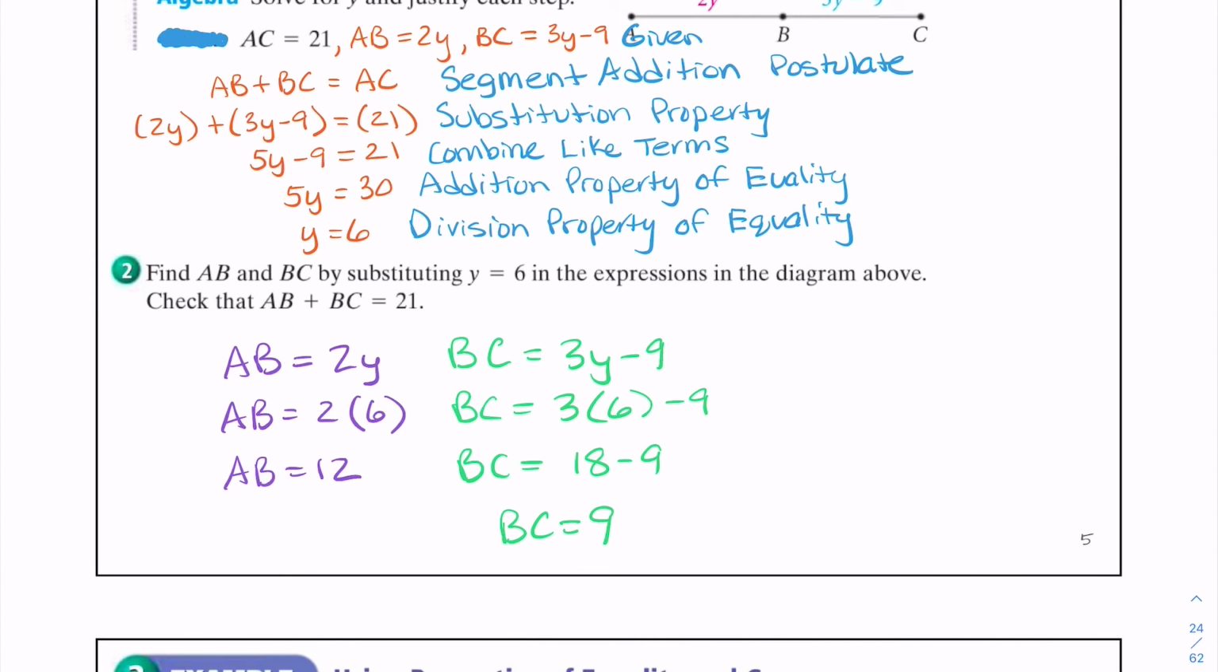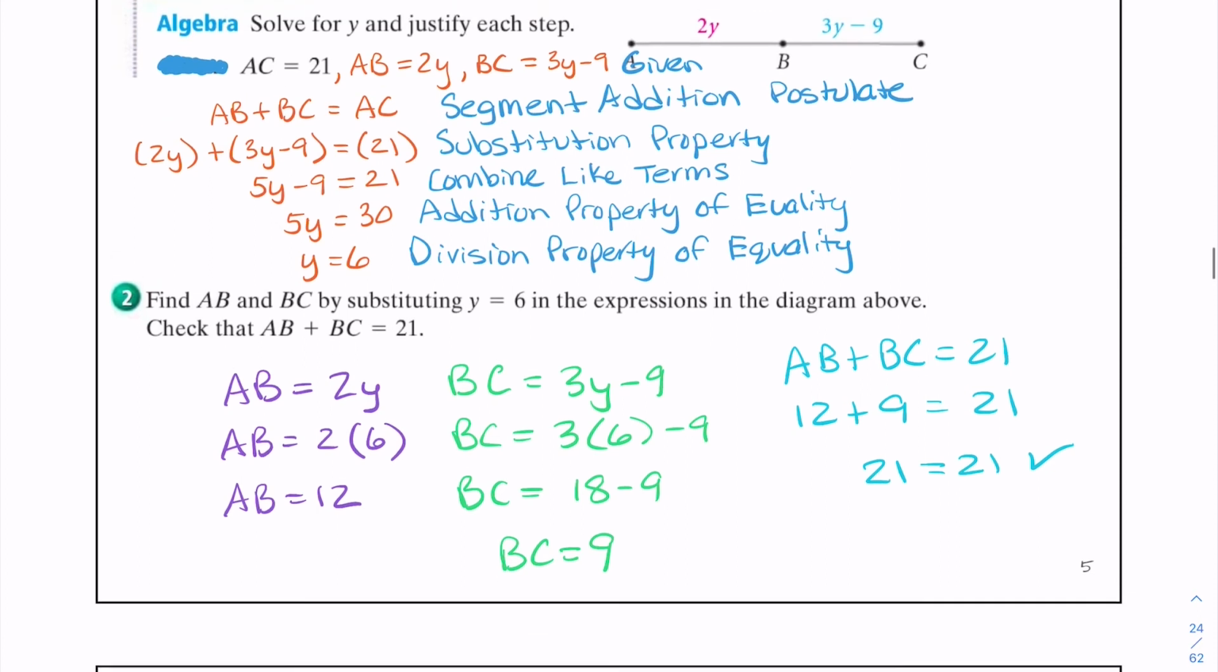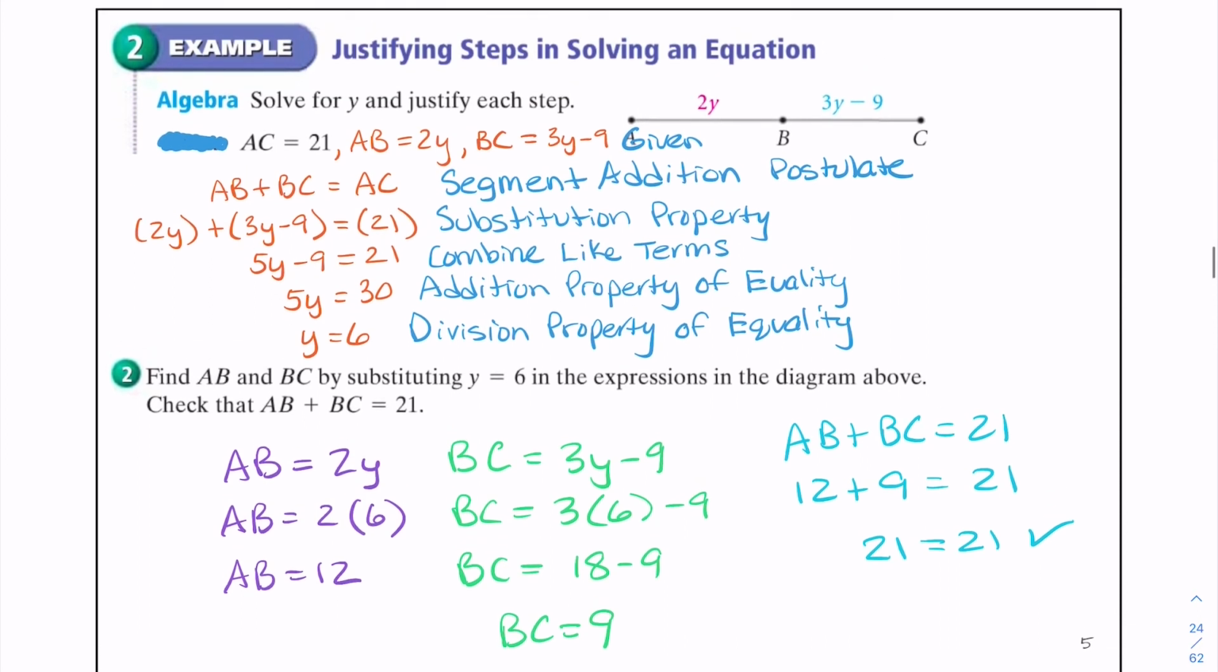Okay, so AB plus BC equals 21. So 12 plus 9 equals 21, and 21 equals 21. So that is true. All right, and for this, I could have justified each step, but that was just asking me to check my work.